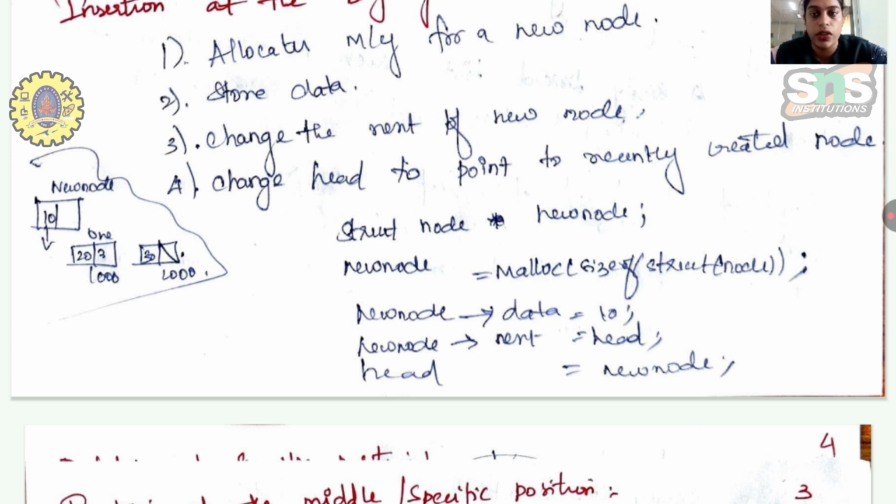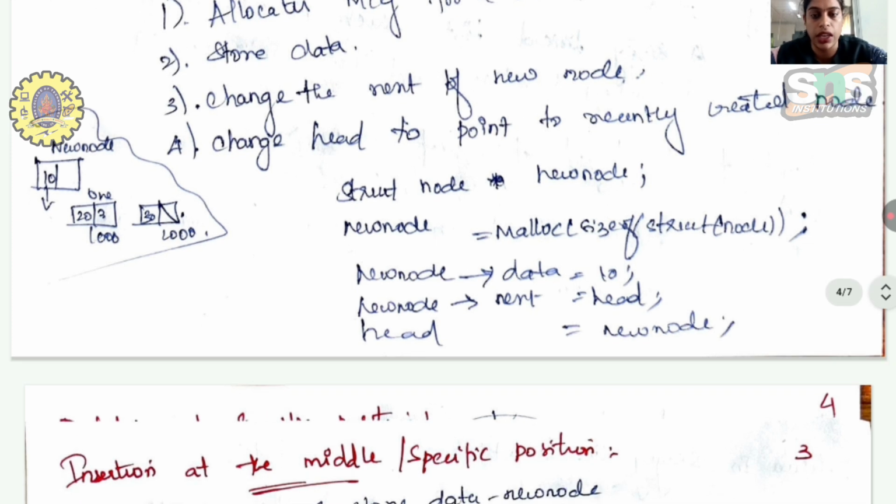Okay, we can see the steps. First, we have to create a new node. Second, we have to assign data to it. Third, set the new node's next to point to the head. Then update the head to point to the new node. We have written the pseudocode here, you can see it. This is the pseudocode for insertion at the beginning.